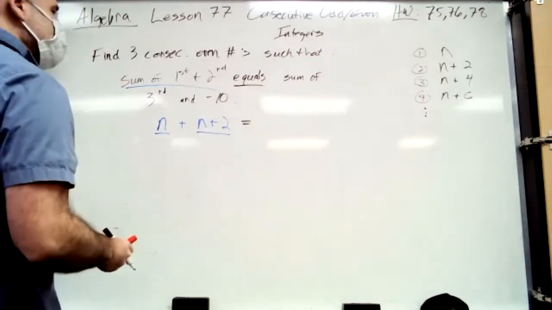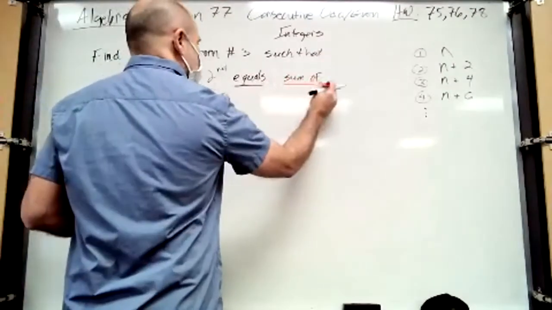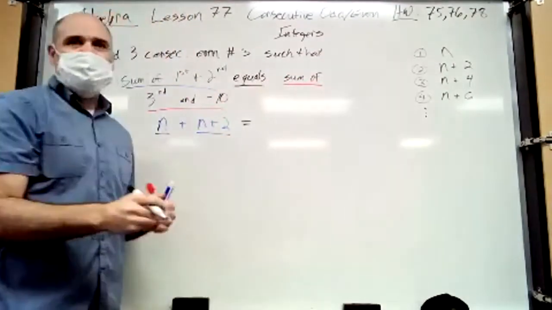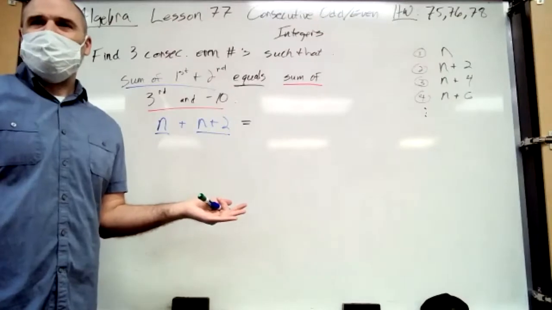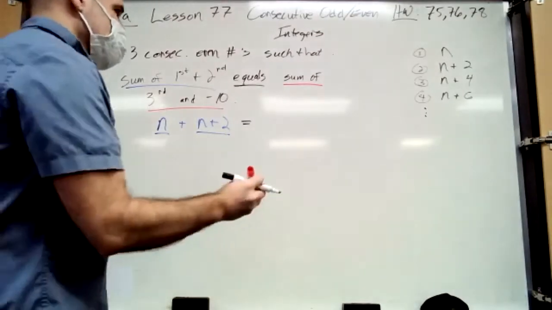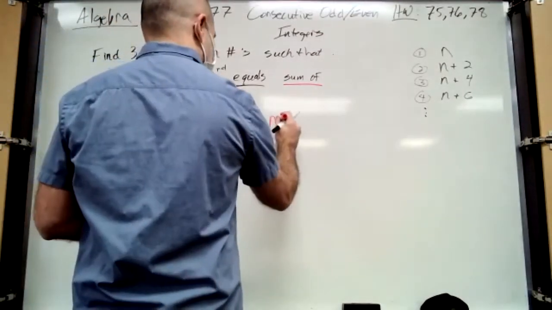Okay, fine. All right, so how do you say the sum of the third and negative 10? How do you say that? Nathan? N plus 4 plus negative 10. That's it.